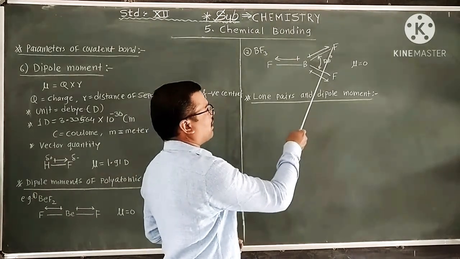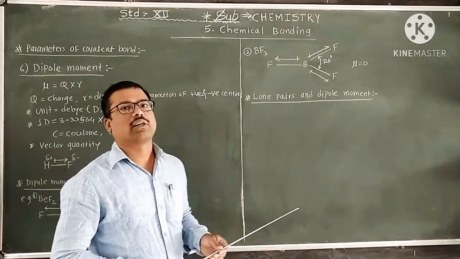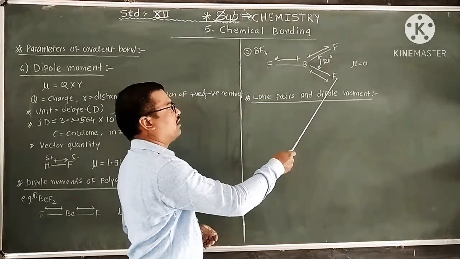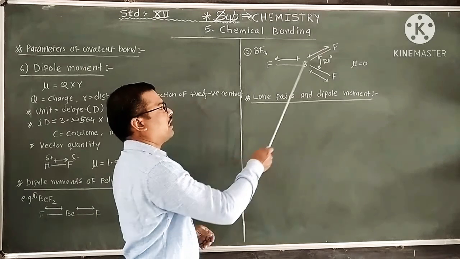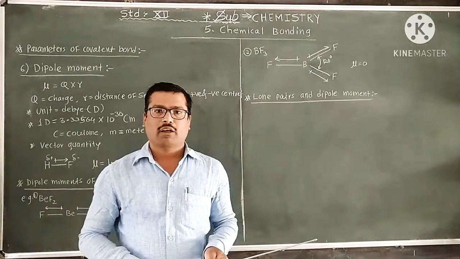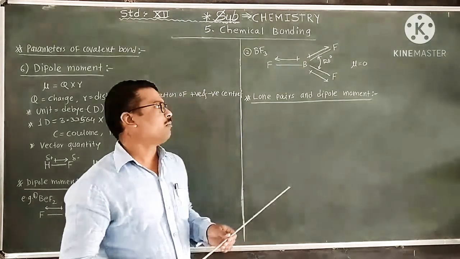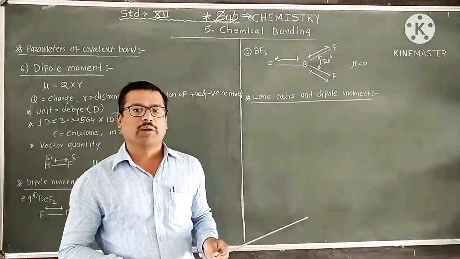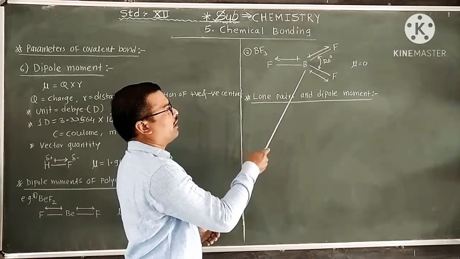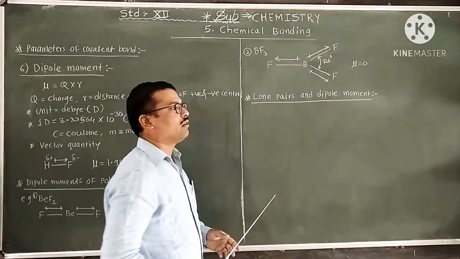Here also this fluorine attracts electrons towards itself, and this fluorine also attracts electrons towards itself. These carry the partial negative charge, whereas boron carries a partial positive charge. Due to that polarity, the sum of the boron-fluorine bond dipole moments is 0. Therefore the dipole moment of this BF3 molecule will be mu equal to 0.